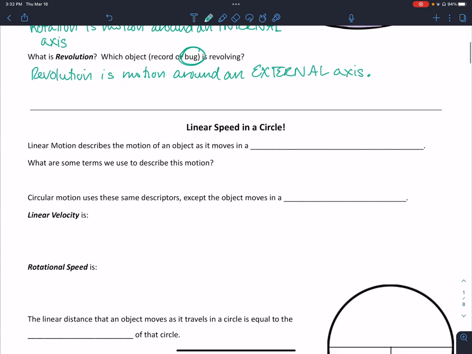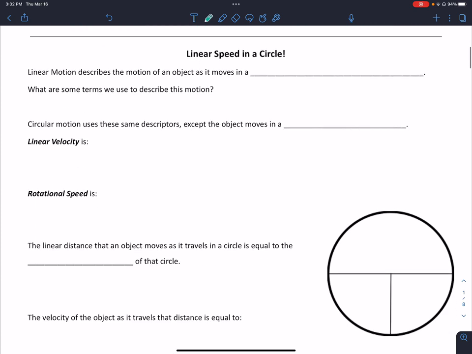Let's move down to what we have talked about quite a bit, which is linear motion. Linear motion, as we know, describes the motion of an object as it moves in a straight line. We have learned that that straight line can be vertical, so it can move up and down. It could be horizontal, so maybe it moves east to west or north to south. Or it can be a combination of the two, such as we saw with projectile motion.